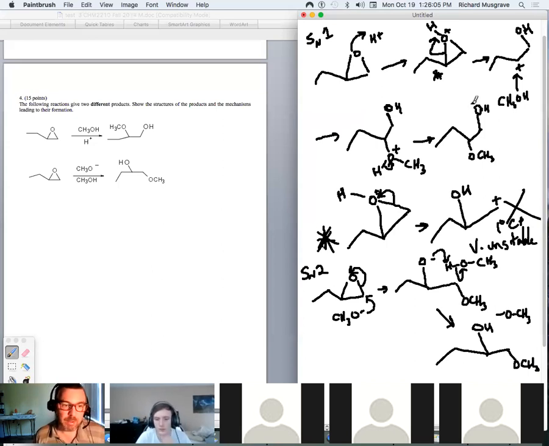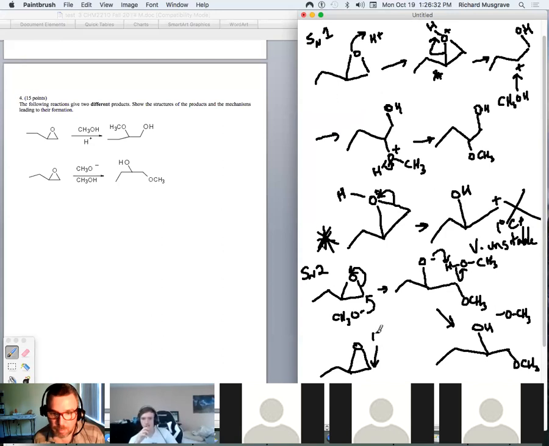Now, my point here is that you can look at the products to tell where things have attacked and how they're going to attack. So in the case of the second one, you can see the OCH3 is on the end. So that's a primary C. And the fact it's primary immediately makes you think of Sn2. And this one here is secondary, which is why I think of Sn1 rather than Sn2.